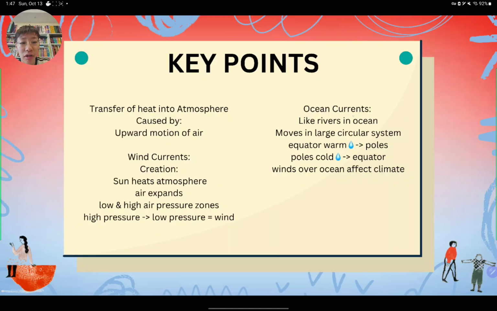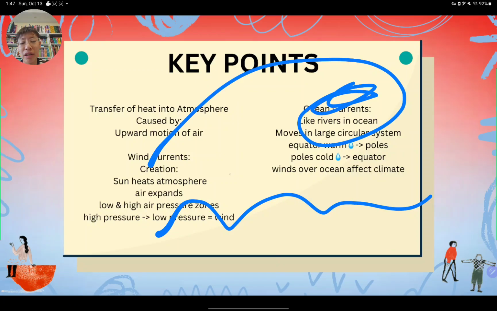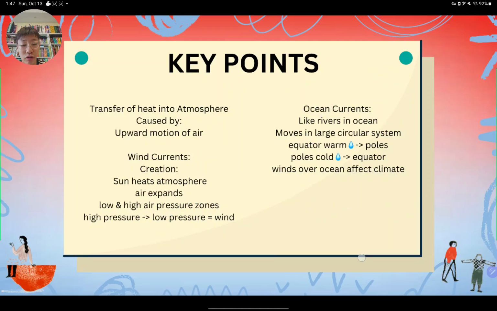And then we have ocean currents, which are like rivers in the oceans, and they move in large circular systems. From the equator to the poles, they carry warm water, and from the poles to the equator, you get cold water. Winds over oceans affect climate, because the wind's temperature is also affected by the ocean beneath it. Also, wind can travel mostly over oceans. And that's pretty much what all this is about.